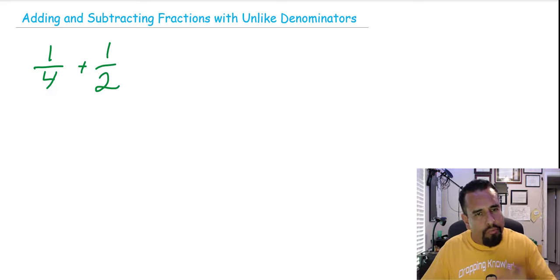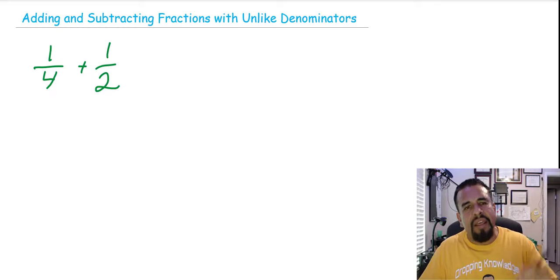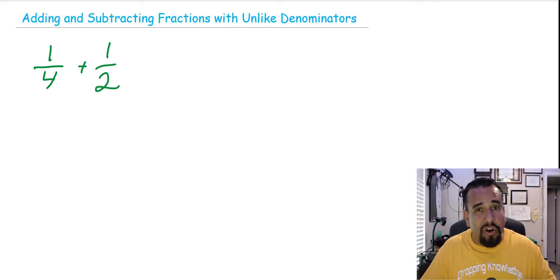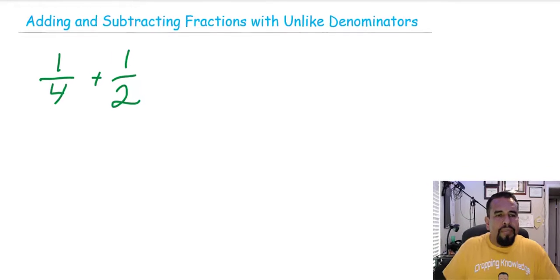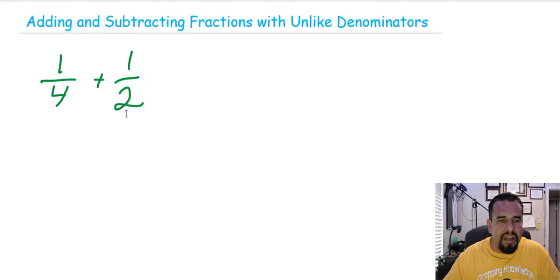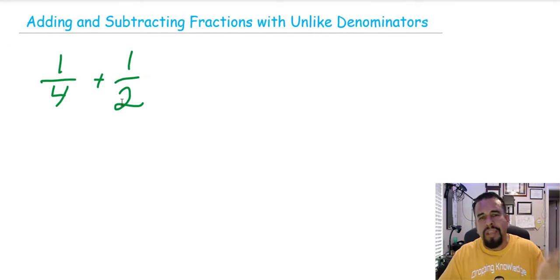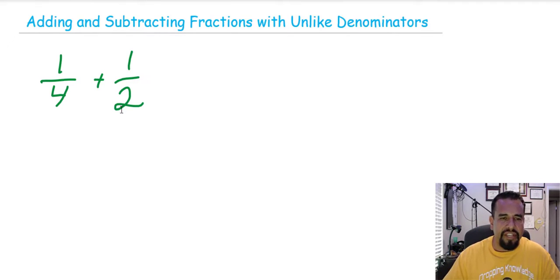I like you to have your notebook, write this example down, and go through it with me because you'll learn a lot more. All right, here we go. So notice I have unlike denominators. I have a 4 and I have a 2. The denominator must be the same in order for you to be able to add, called the LCD, least common denominator. But don't get hung up about the definitions here. All that means is that I have to make these two numbers the same.